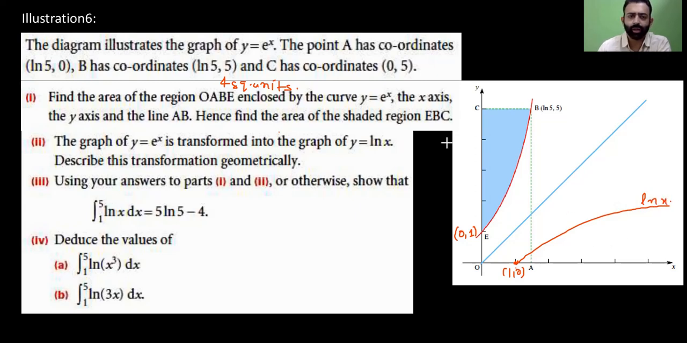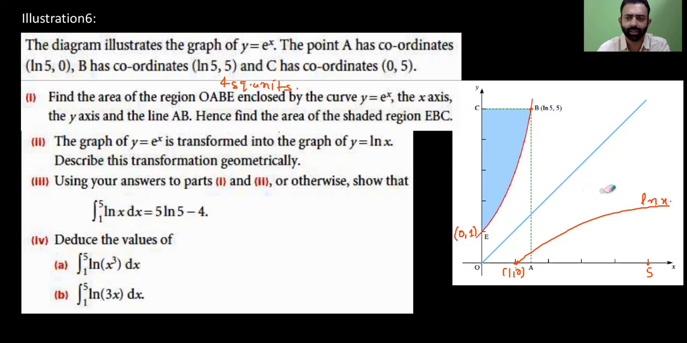Okay, now the third part says, using your answers to parts first and second, or otherwise, we have to show that the integral of ln x dx between 1 to 5 is 5 ln 5 minus 4, right? As you can see, the corresponding point for this point B on the graph y is equal to ln x will be at 5. If you count these points, this is 1, this is 2, this is 3, 4 and 5. This point is 5. And corresponding to this point, the y coordinate will be ln 5. So this point B will correspond to point, let us say, B dash.